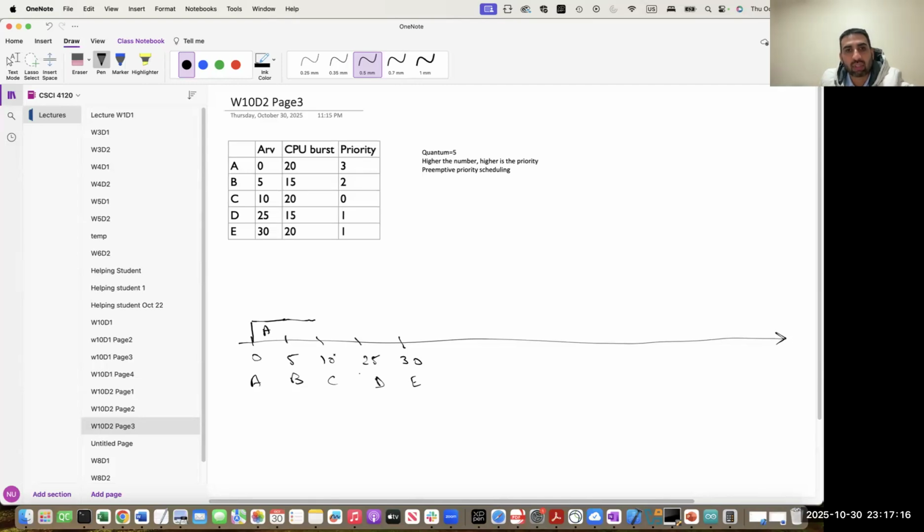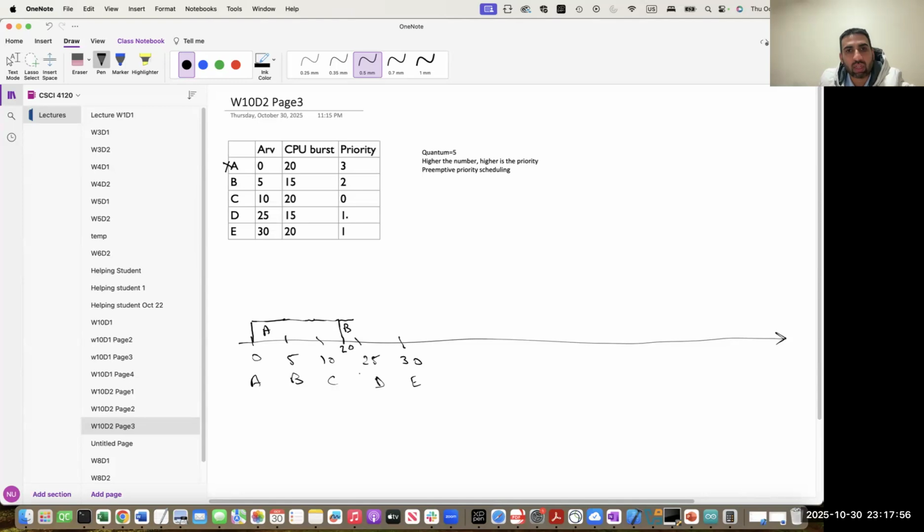At 10 C arrives, so we check again between A, B, and C who has the highest priority. Still A, so we allow it to continue, and it finishes at 20. We are done with A. At 20 we decide who is ready. B and C are ready, and B has the highest priority, so B runs from 20 to 25.